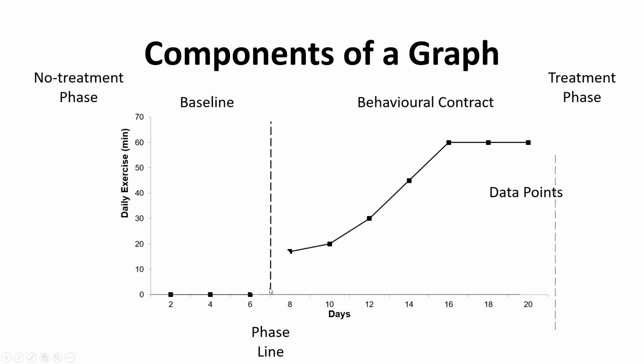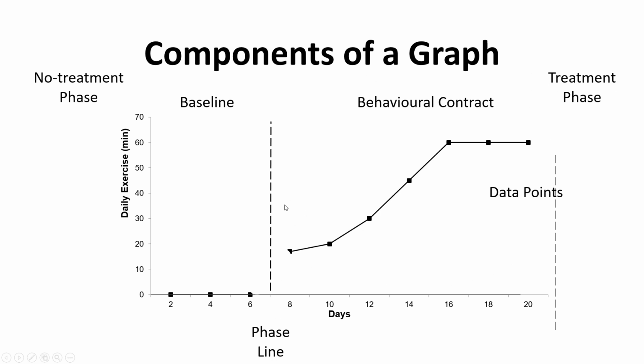This is where we start getting into stuff you may not have seen before. This phase line is a dotted line here, and these are intended to show us a change in treatment. So it's telling us that before this time period, before day 7, the individual was in the baseline treatment. And then after day 7, after that phase line, we have a behavioral contract. So that's when there was a treatment in effect. Beforehand, we can call this the no treatment phase, the pre-treatment phase. And then afterwards is the treatment phase.